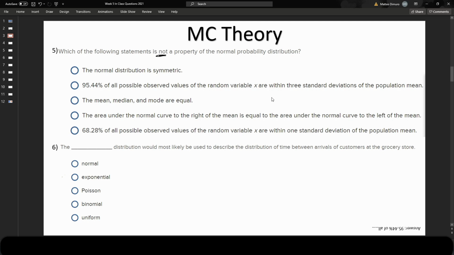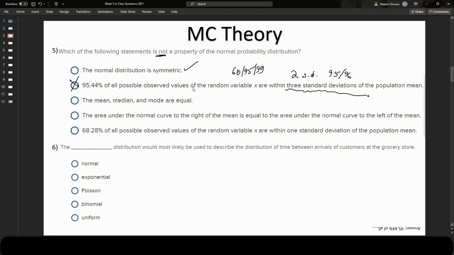So the normal distribution is symmetric. Yes. 95.44 of all possible observed values of the random variable x are within 3 standard deviations. Pretty sure it should be 2 standard deviations are within that 95-96 range. Right? That's that whole 68, 95, 99 rule or whatever. So it seems like this is the one that's not true.